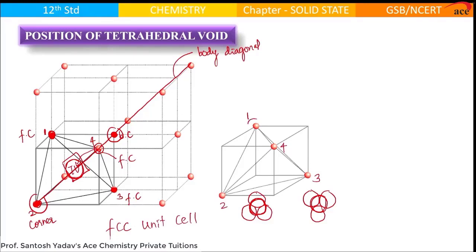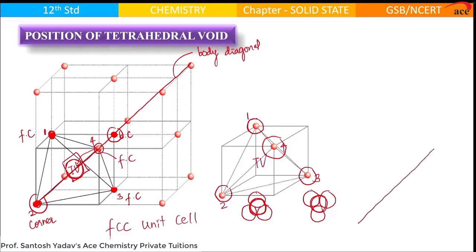You have to imagine sphere number 1, sphere number 2 and sphere number 3 are actually making a triangle, and sphere number 4 is placed over those 3 spheres. Then whatever empty space you get will be called a tetrahedral void.